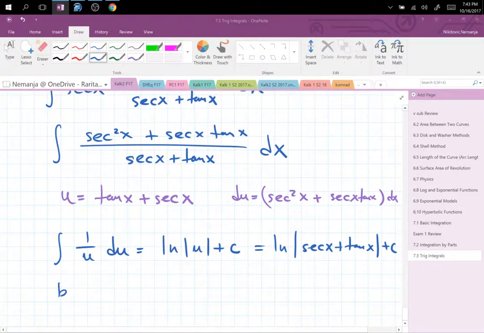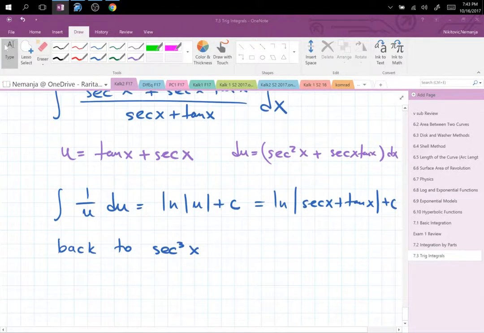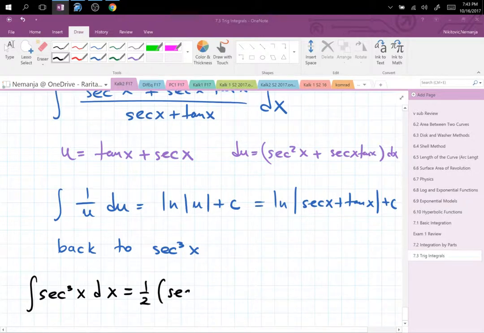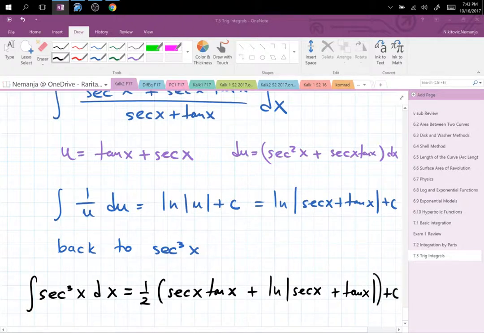Back to the problem. Back to the secant cubed x problem. Resuming in black. The integral of secant cubed x dx is equal to 1/2 secant x tangent x plus ln of secant x plus tangent x plus c.